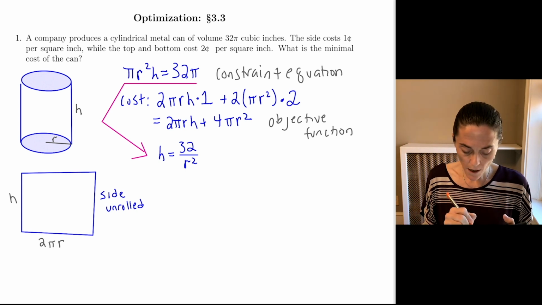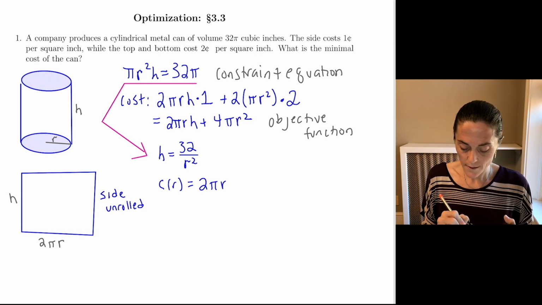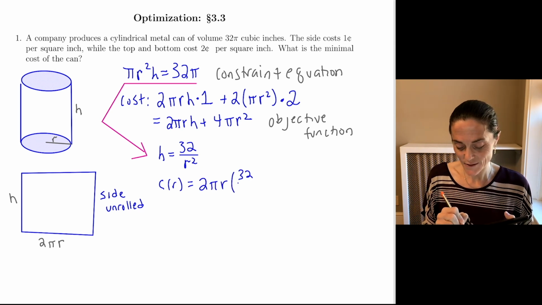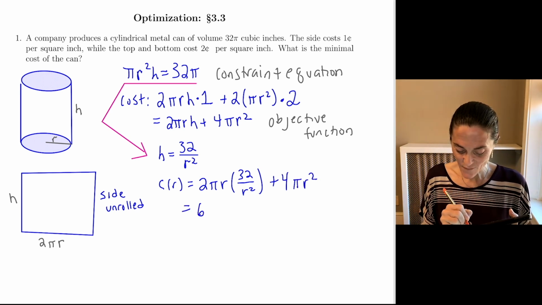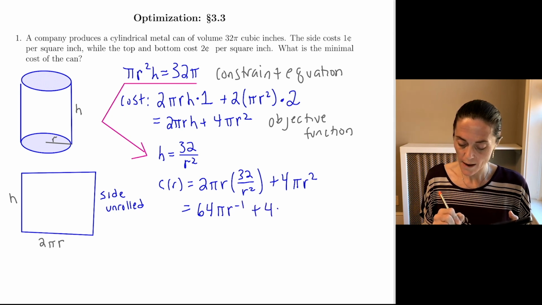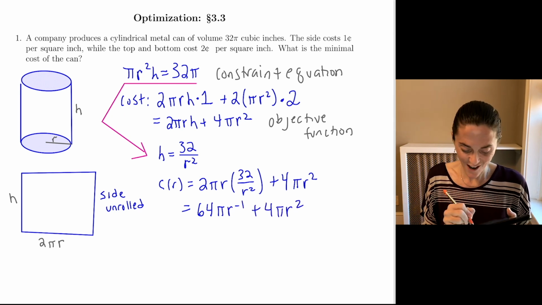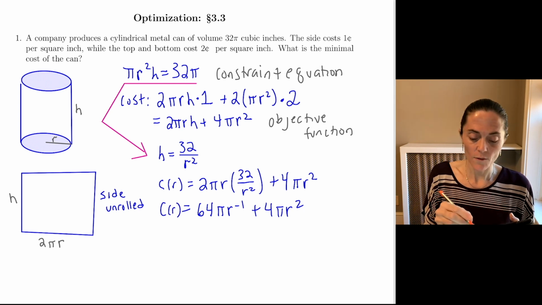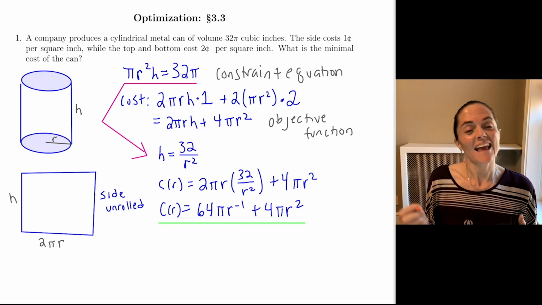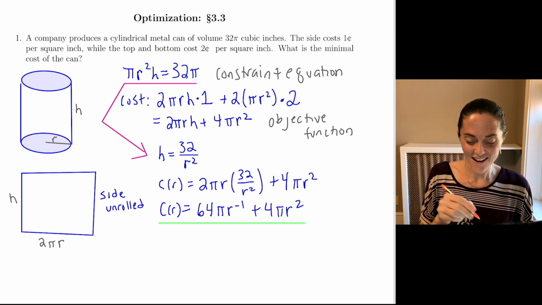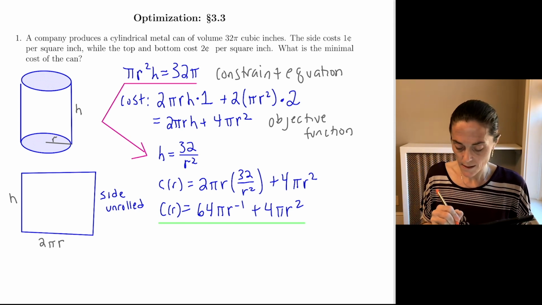Now, I'm going to write cost entirely as a function of r. I have 2 pi r times h, which is 32 divided by r squared, and then I have 4 pi r squared. We have 64 pi r to the minus 1, plus 4 pi r squared. And this is it. Maybe I'll underline this and highlight it because this is important. We want to minimize the cost of the can. So we are minimizing this.